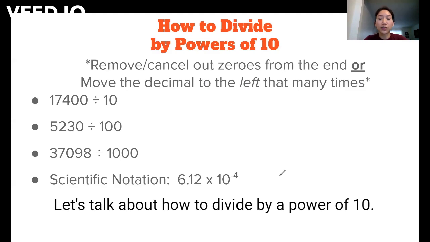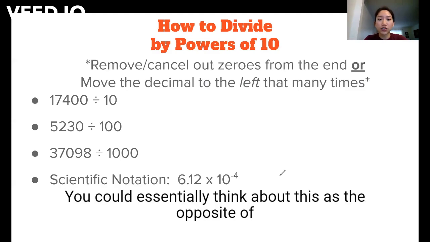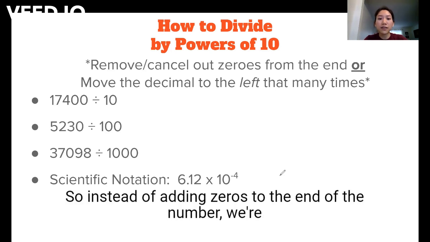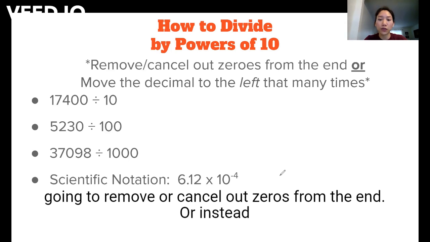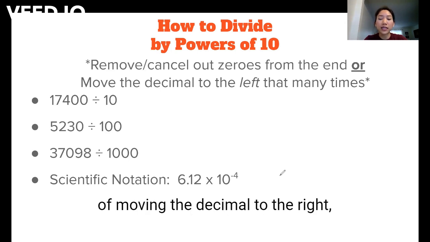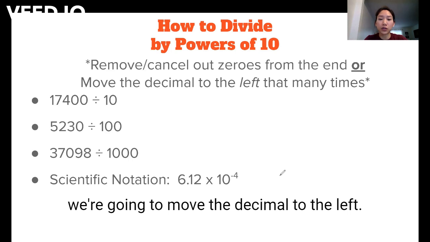Let's talk about how to divide by a power of 10. You could essentially think about this as the opposite of multiplying by a power of 10. So instead of adding zeros to the end of the number, we're going to remove or cancel out zeros from the end. Or instead of moving the decimal to the right, we're going to move the decimal to the left.